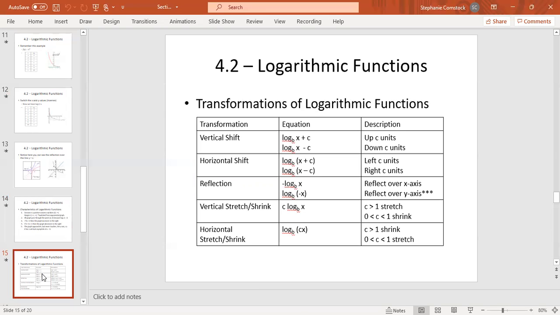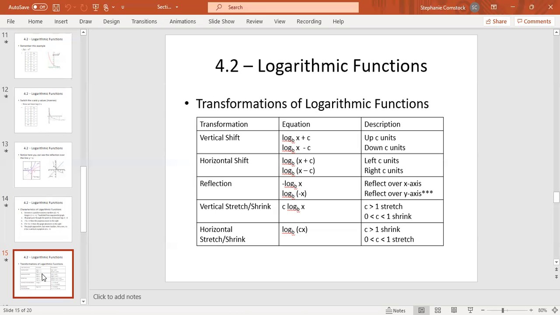Reflections, negative out front is still reflecting over the x-axis. That's up to down. Here's the concern, and I talked about a concern with this when we had it in the exponential, because we cannot have that negative base. In logs, we said that we cannot take the log of a negative. So we have to make sure that if they put log of negative x, we understand that they are doing a reflection there, and that we should only see this when they're doing reflections, okay? That is going to reflect it over the y-axis, so side to side.